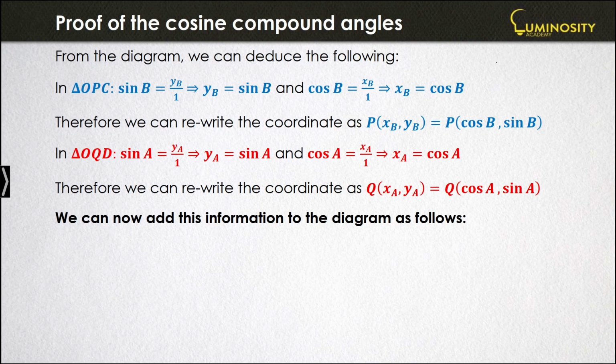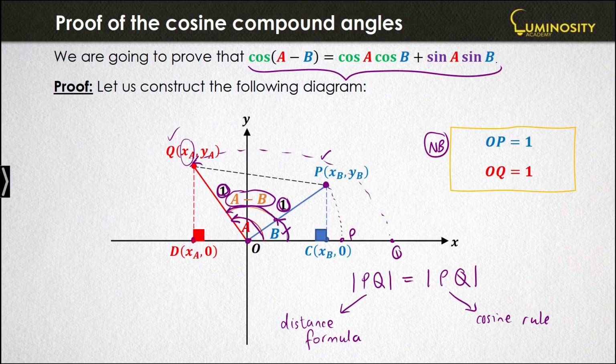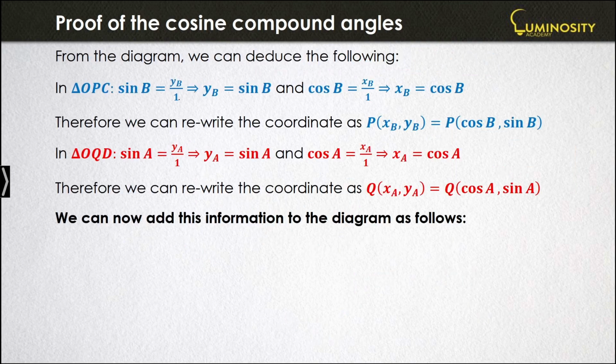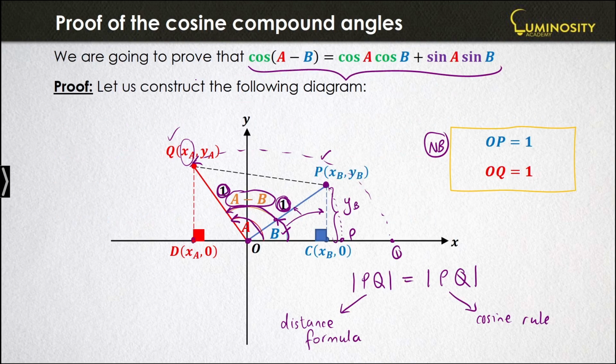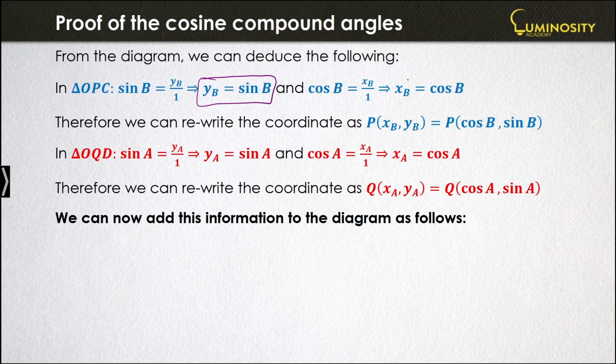Okay, so in that diagram, in triangle OPC, so this blue triangle here, we can see that if we take sine of angle B, it's going to be opposite over hypotenuse. The hypotenuse is 1 in length, and the opposite length here is just the y coordinate of P, which is yb. Okay, so that's what we have here. Sine of B is yb over 1, so therefore yb over 1 is just yb, so we get yb equals sine B. Using that same logic, if I do cos B, it is adjacent, which is the x coordinate, xb, over the hypotenuse, which is 1. So xb over 1 is just xb. So we get the coordinate xb can be written as cos B.